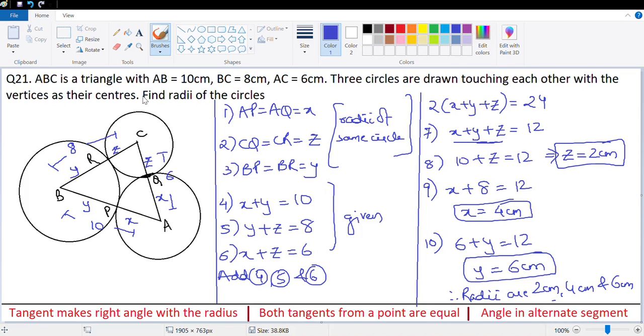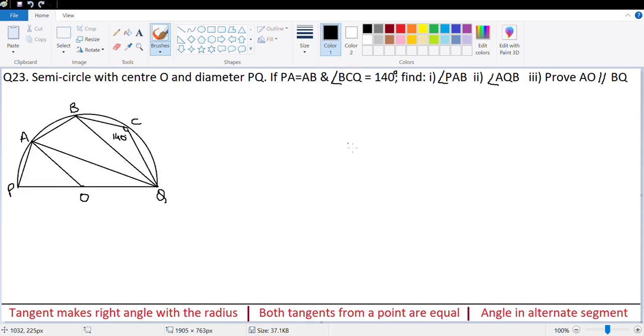The next question that we're doing is question number 23. It says semicircle with center O and diameter PQ. PA is equal to AB. So PA and AB are equal, which means this angle here and this angle here are equal. Why? Angles subtended by equal chords are equal. Done. Angle BCQ is 140. We need to find PAB. I have to find this big angle here, AQB. So I have to find this angle here, and we need to prove that these two lines are parallel.